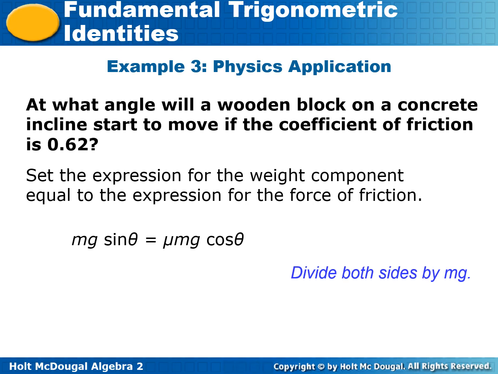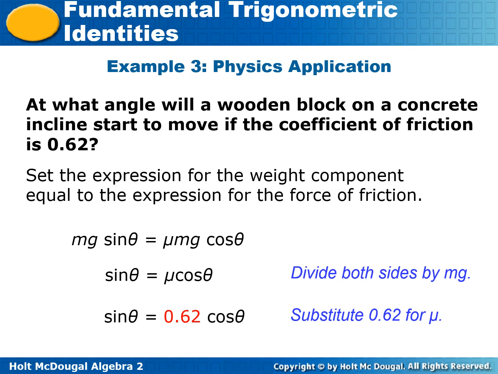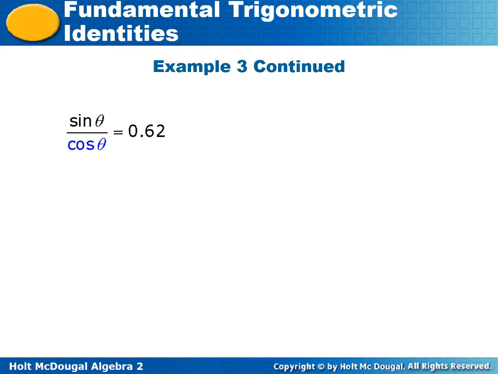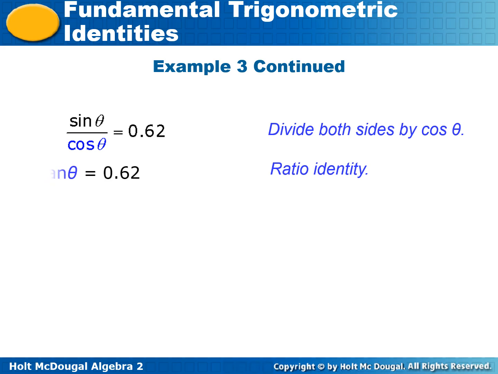And then we are going to divide both sides by mass times gravity. So we get sine theta is equal to mu cosine theta. So from here, we are going to substitute 0.62 for mu. So we get sine theta is equal to 0.62 cosine theta. So let us continue dividing both sides by cosine theta. We shall have sine theta over cosine theta is equal to 0.62. From here, we all know that sine over cos is equal to tangent. So tangent theta is equal to 0.62.